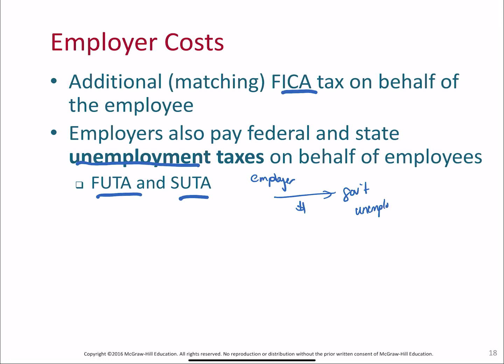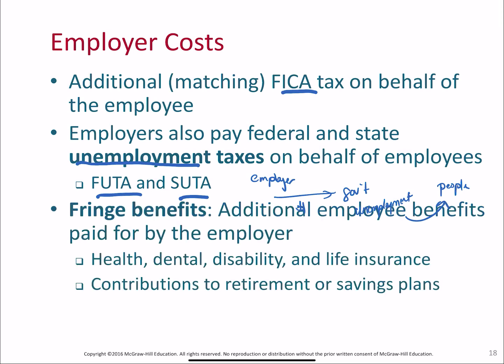So now the government's got all this money. It's kind of like Medicare, right? Or Social Security. Now there are people that are unemployed and the government's giving those people money. All right, and then fringe benefits.